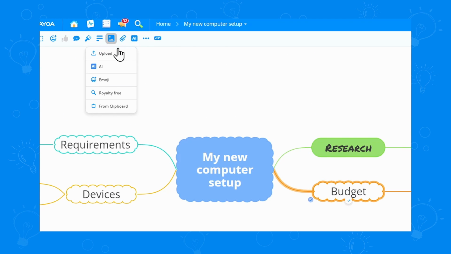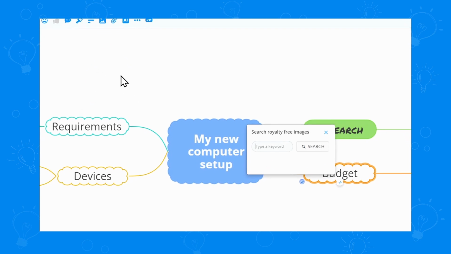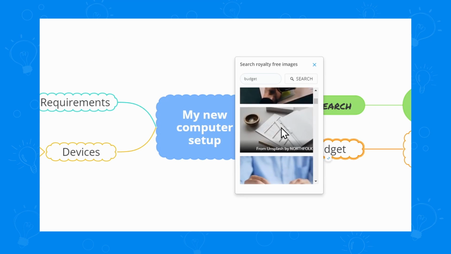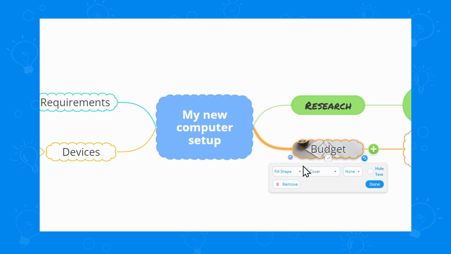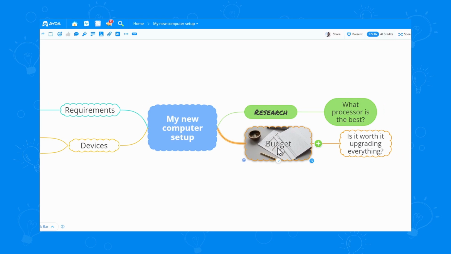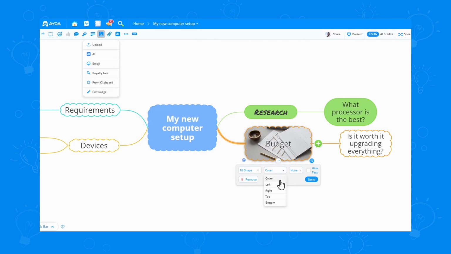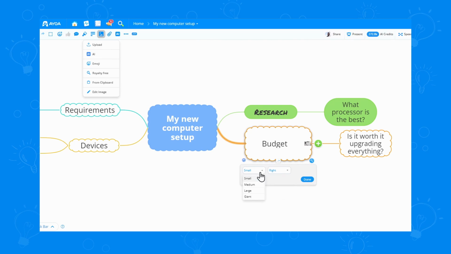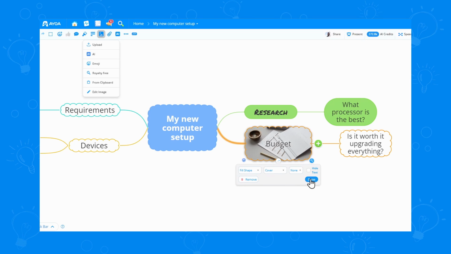Let's add an image now. From the image icon, we have multiple options, but let's search for one. Once I found one I like, I can select it, and that will go as a cover on the branch, filling up the whole shape. I can go back in and make some further edits, changing the position and size of the image inside of the branch. Just like that, playing around with it.